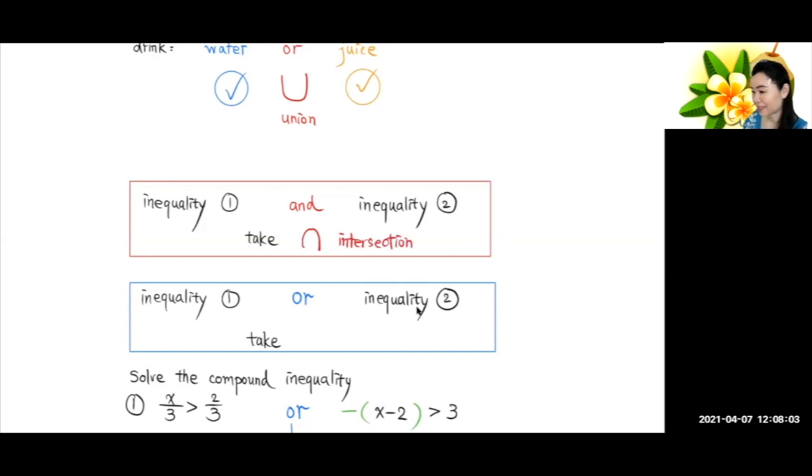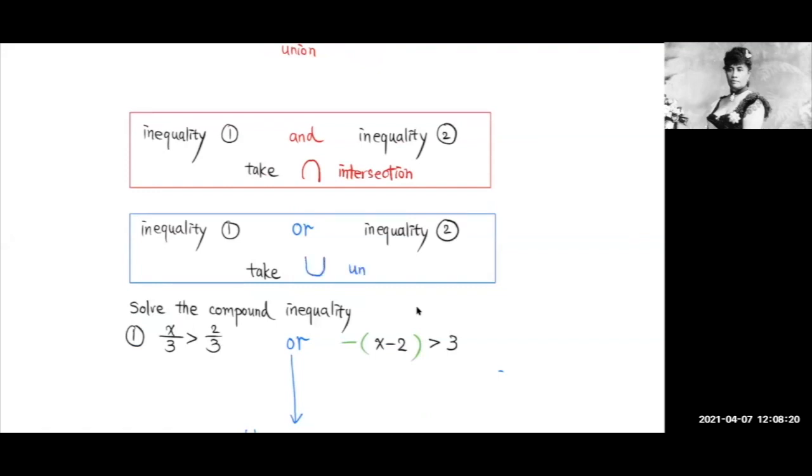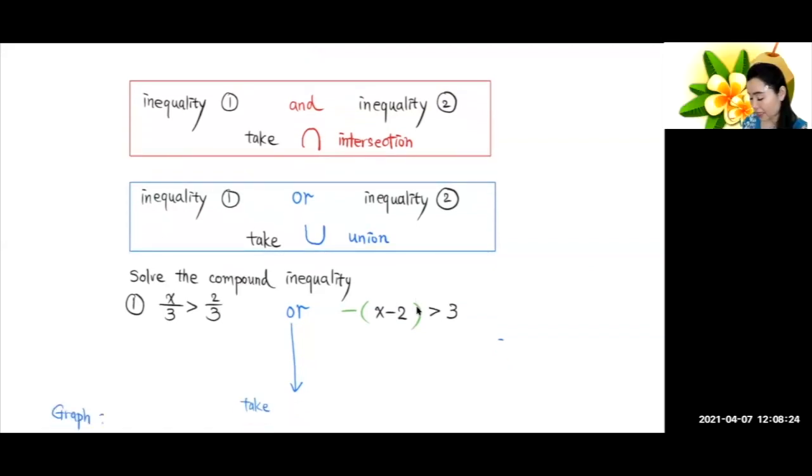You got it, okay? When two inequalities are joined by "or," you take the union or intersection of these two sets? Union. Union, you got it. Okay, now let's try to solve this compound inequality.